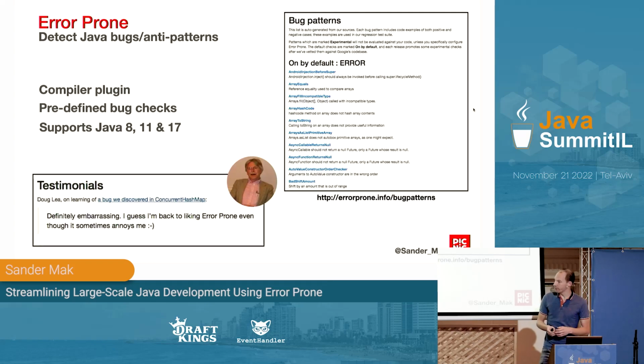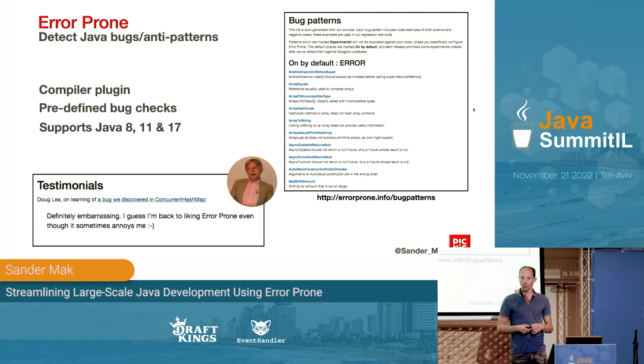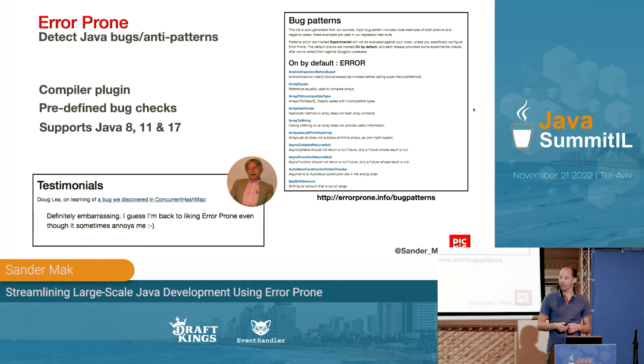And it's not just us, right? If you go to the Error Prone website, you'll find this nice testimonial by Doug Lea, the guy who's behind the java.util.concurrent libraries, where he says, well, it's a bit embarrassing. I guess I'm back to liking Error Prone, even though it sometimes annoys me. And then we get back to sort of the sentiment around these tools, right? They point out errors. But in this case, it actually found a problem in his ConcurrentHashMap implementation, which otherwise would have gone unnoticed. So I think that's a very nice testimonial and something to keep in mind if you look at this tool and evaluate it.